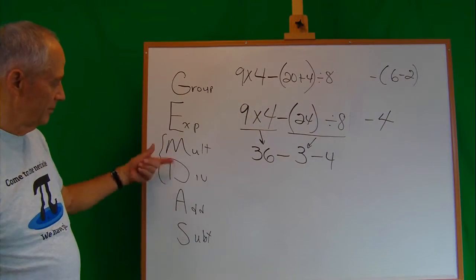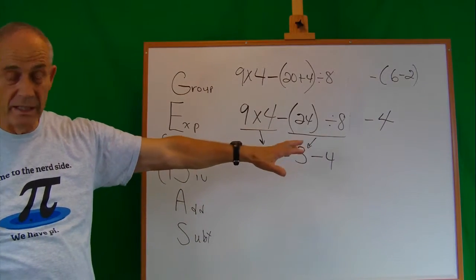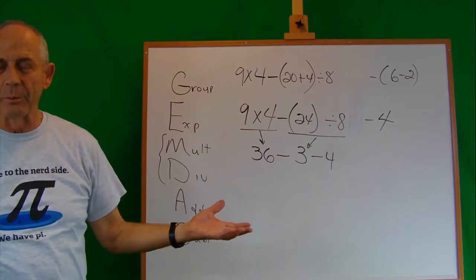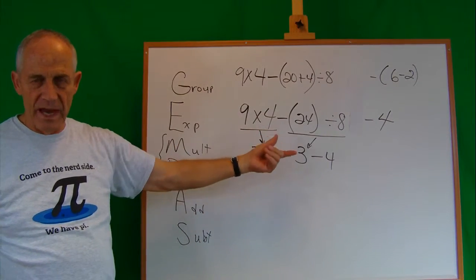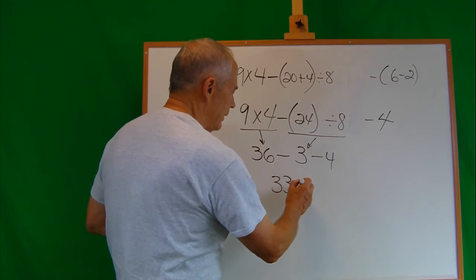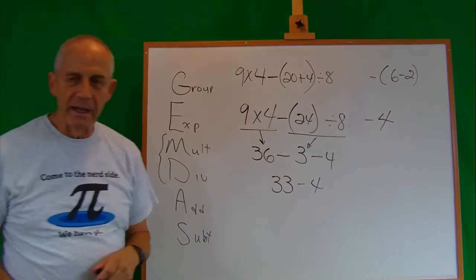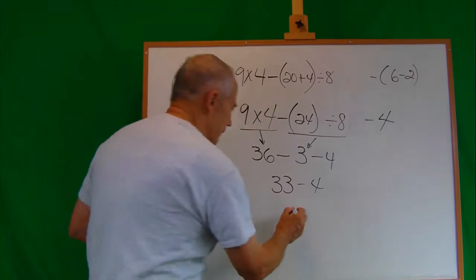So, addition and subtraction, yeah? I don't see any addition unless you want to think of that as a plus. But basically now what I've got is 36, subtract 3. That's going to give me 33. And then I do 33 subtract 4, and that will be 29.